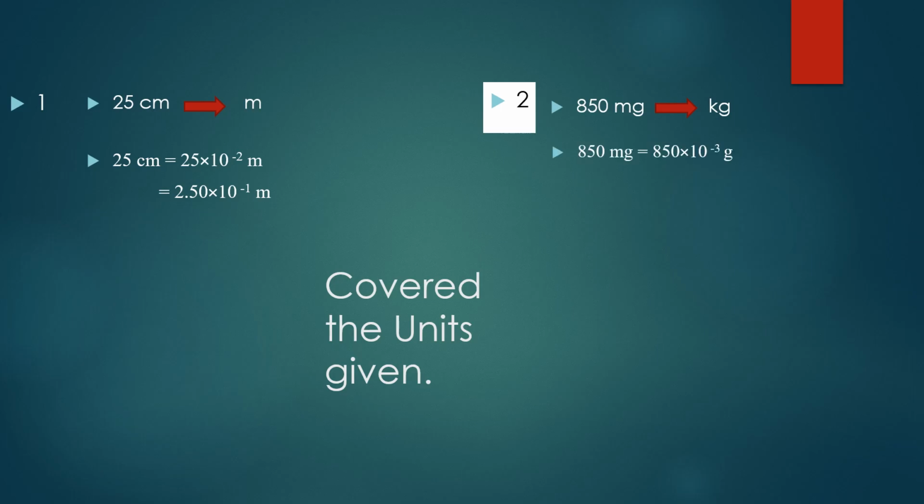So what we have to do is change the milli to the power of minus 3, and then we add it with the kilogram. As we know, kilogram is quite big, so the power of minus 3. So now the answer is 850 times power of minus 6 kilogram. There is some question else.